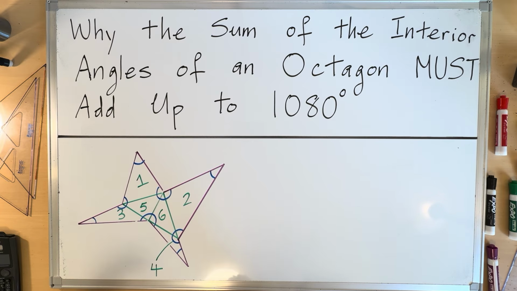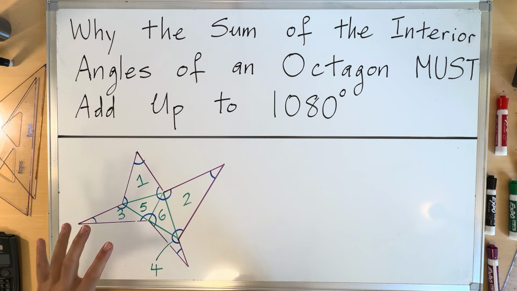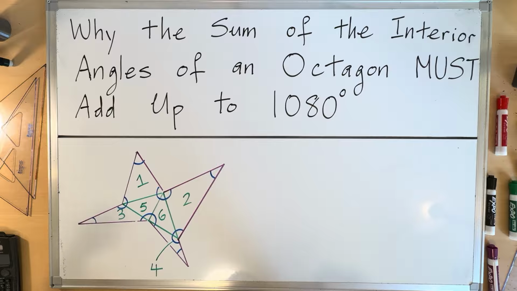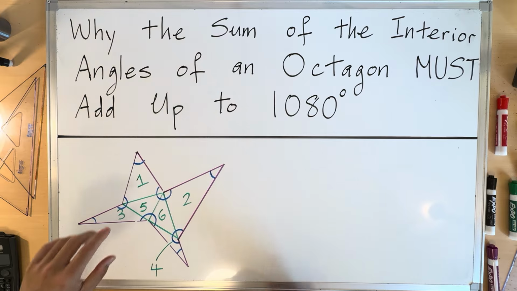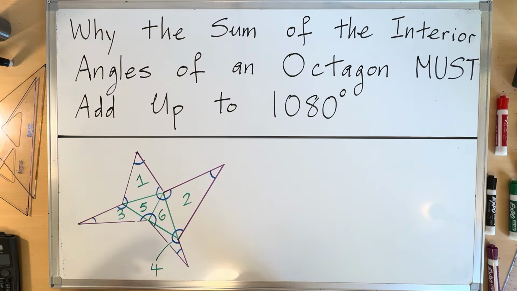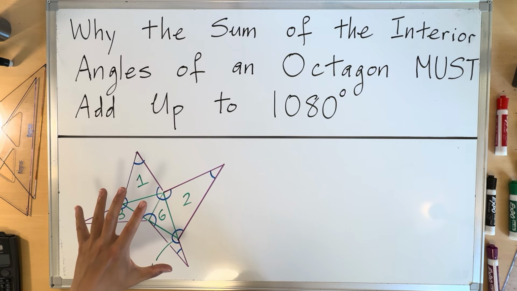Now, if you take a look at this picture carefully, the sum of the interior angles of all 6 of the triangles actually makes up the interior angles, that is, all of the interior angles of this irregular concave octagon right here.